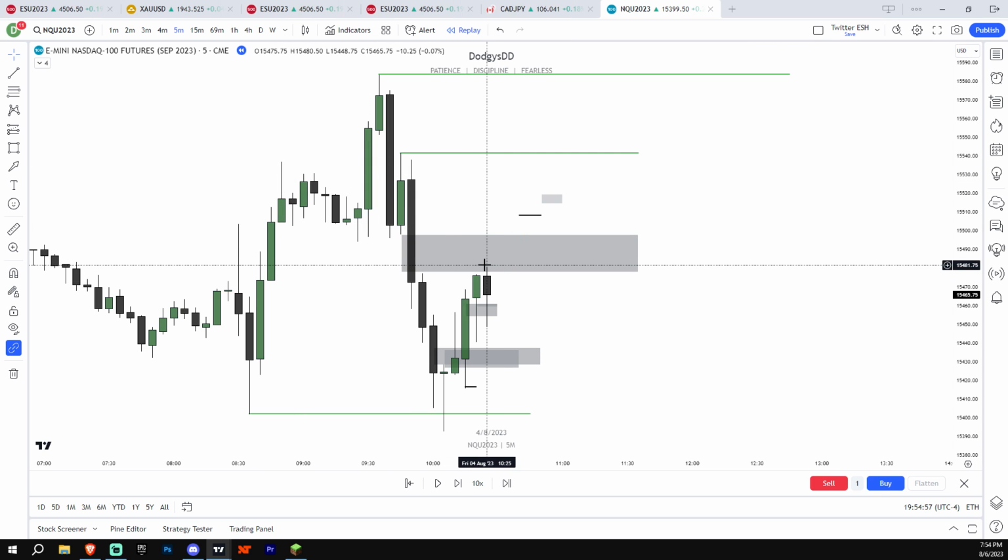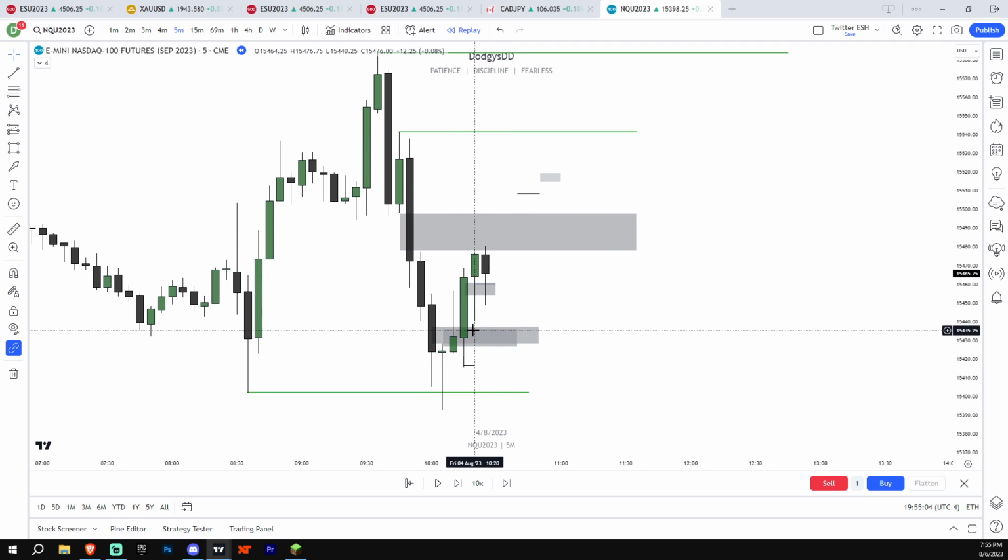You can see your rejection right here, okay, and we go all the way down 40 points. So if someone was trailing their stop, they would have been stopped. And let's say it did get down here in 1 minute. This is exactly why I don't trail my stop.